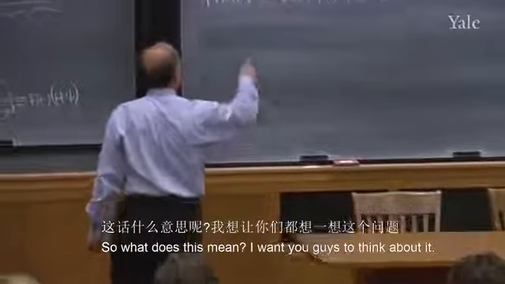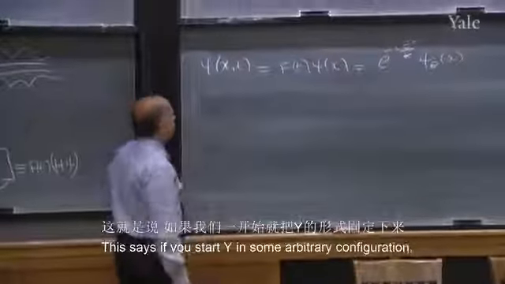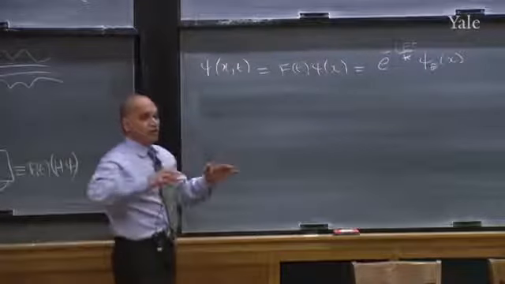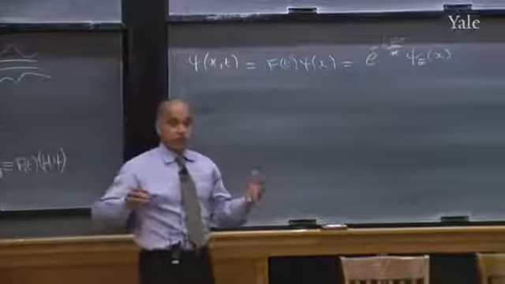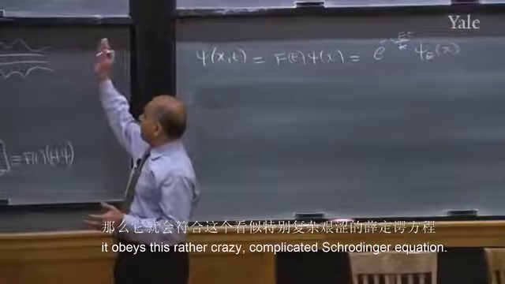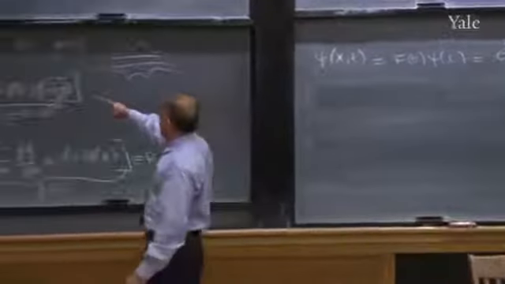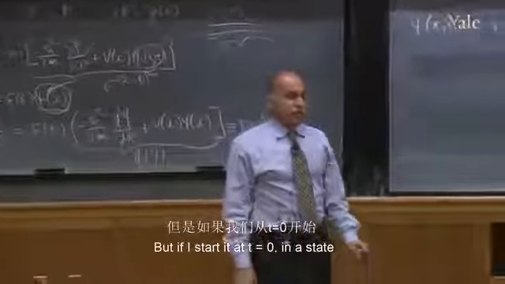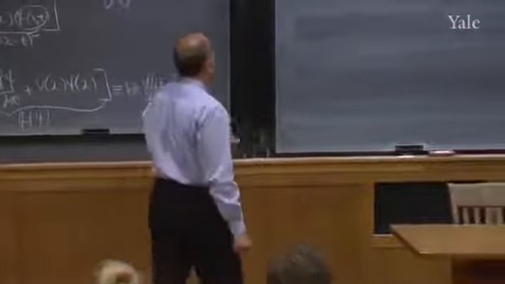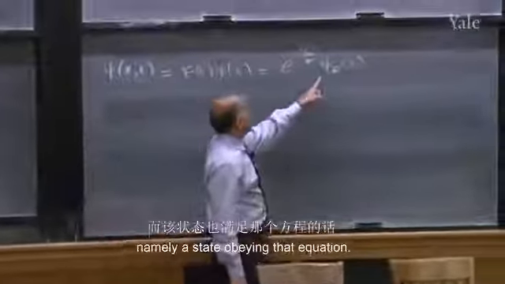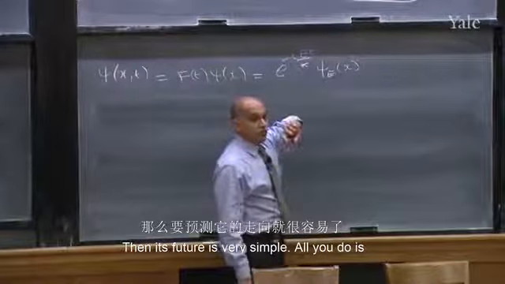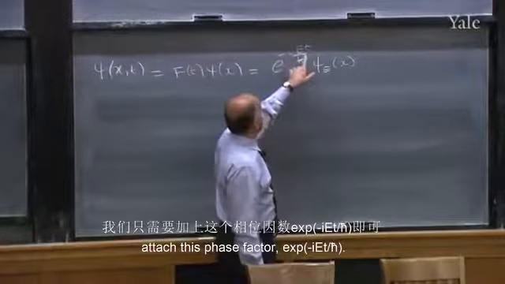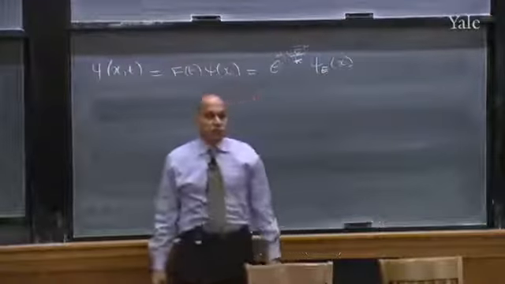So what does this mean? I want you guys to think about it. This says if you start ψ in some arbitrary configuration, that's my initial state, let it evolve with time, it obeys this rather crazy, complicated Schrodinger equation. But if I start it at t equal to 0 in a state which is a state of definite energy, namely a state obeying that equation, then its future is very simple. All you do is attach this phase factor, e to the minus iEt over ħ.